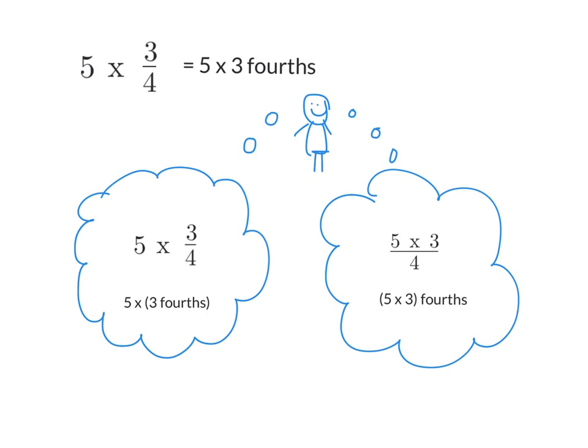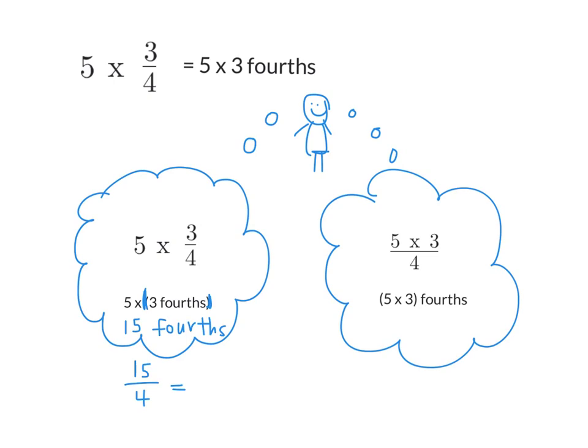So I can think of it in 2 different ways. I can think of it as 5 times, in parentheses, 3/4. If I do that, it's 3/4 plus 3/4 plus 3/4 plus 3/4 plus 3/4. How many fourths is that? 15 fourths. How can I write 15 fourths as a fraction? 15 fourths. Are there any wholes hidden in there? How many fourths does it take to make one whole?